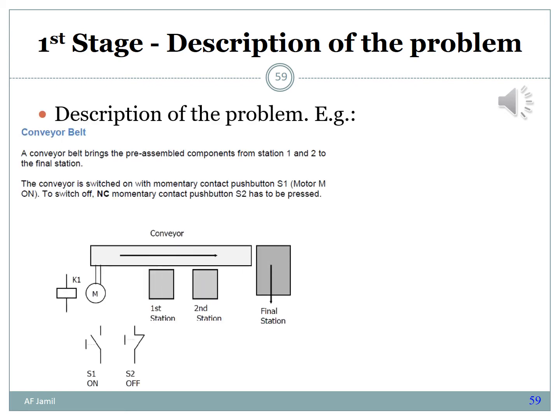Programming for a project usually starts with the control process description. So the first stage is making sure that the description is clear for every condition that triggers the actuator. For example, the conveyor belt system is actuated by a motor when the relay K1 is energized. The conveyor belt, however, will stop when the relay K1 is de-energized.